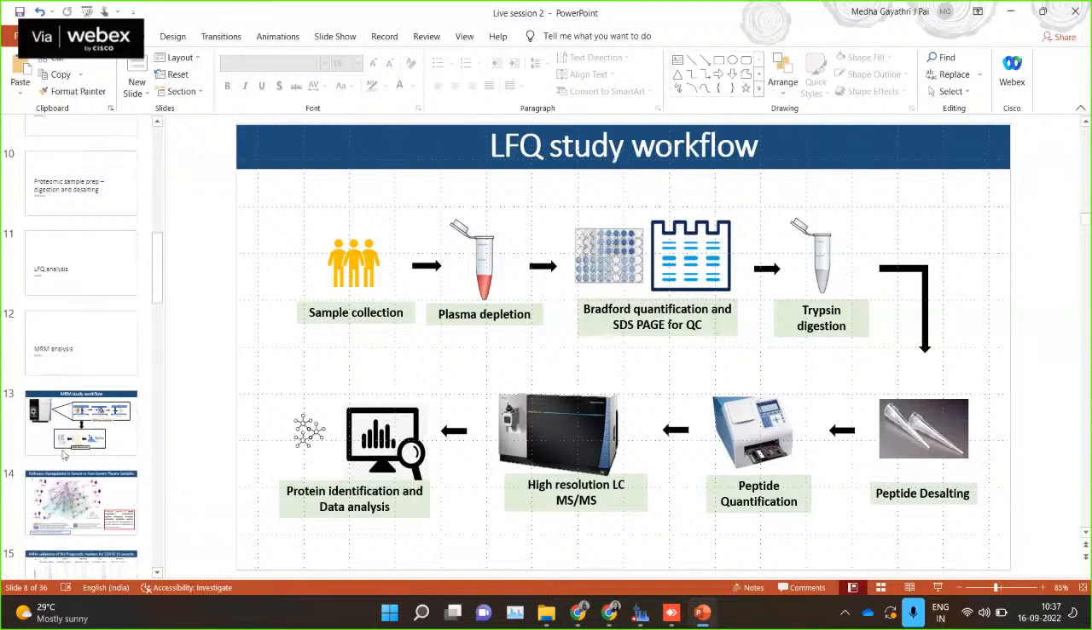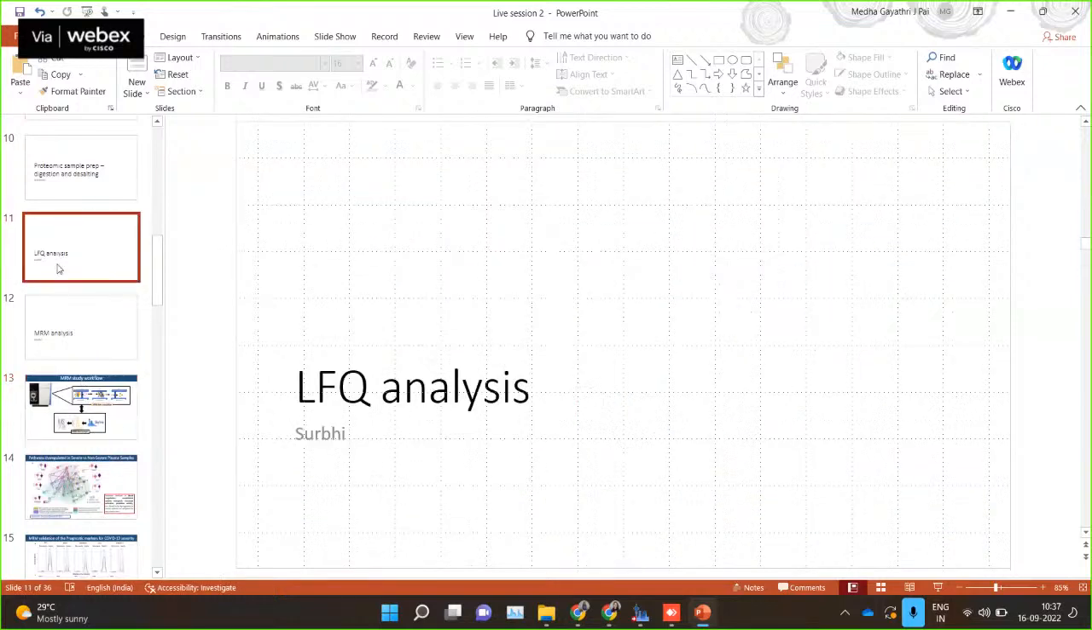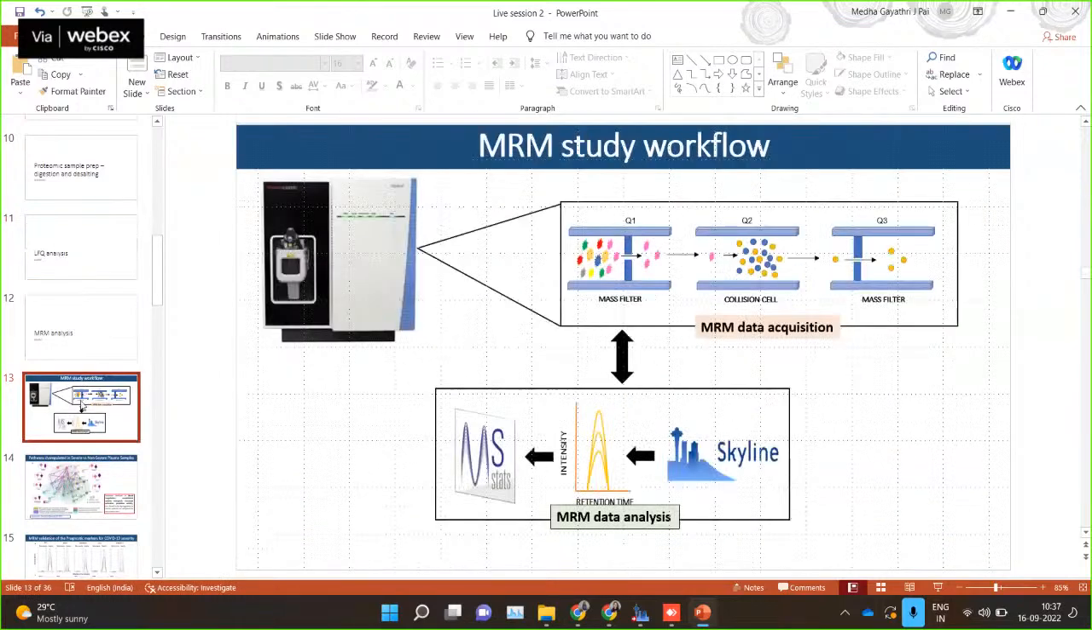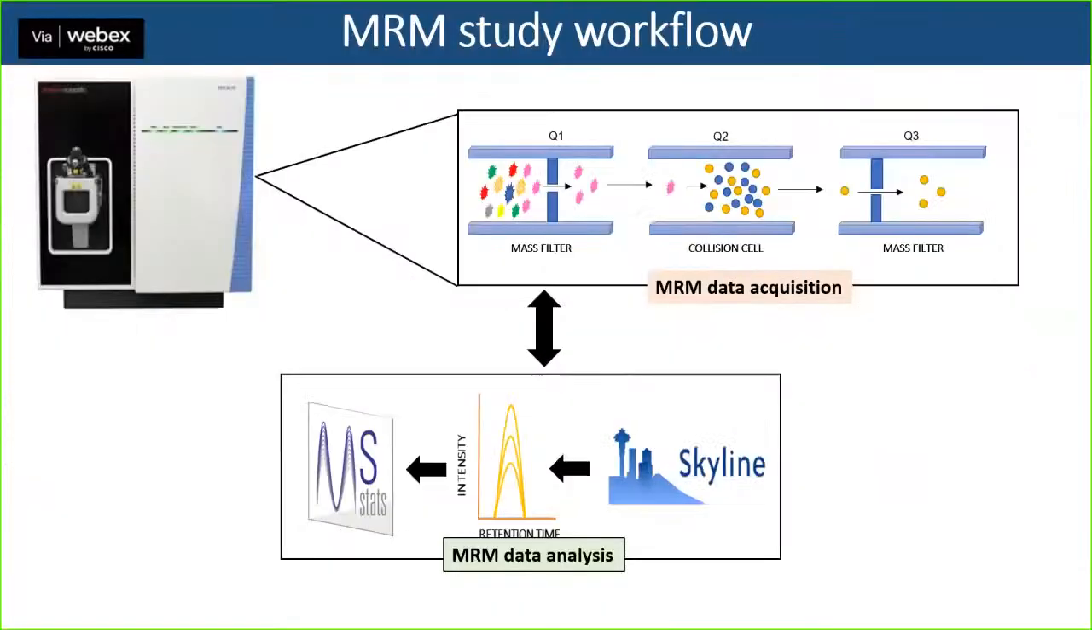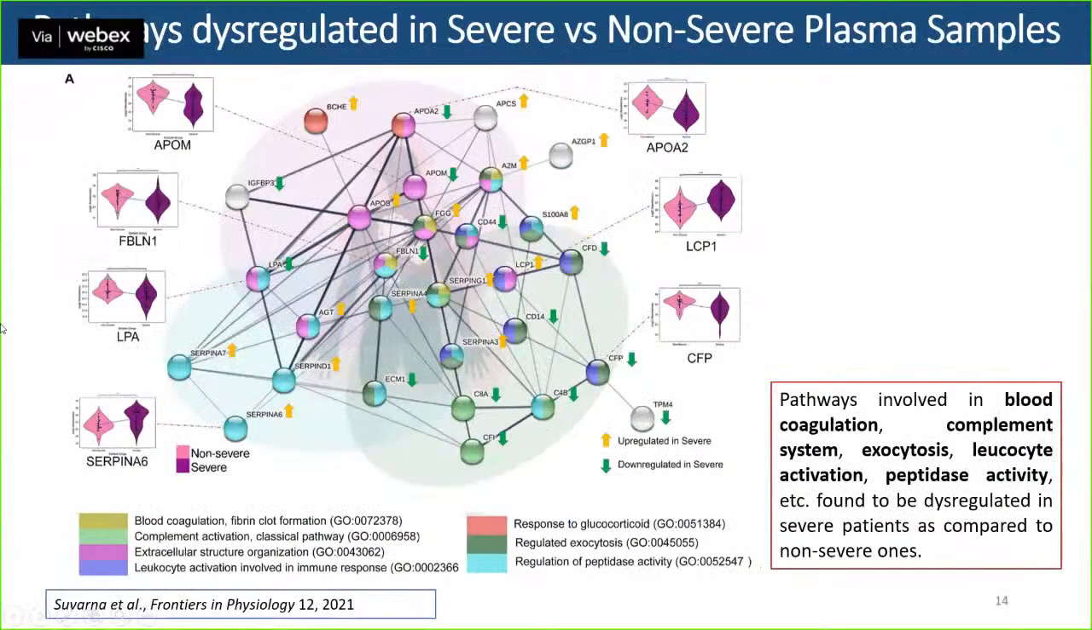So now moving on to the next step, that is, once we have done the LFQ analysis, we move on to the targeted analysis. So basically from the discovery data set, we have a few differentially expressed proteins which are coming significant in the samples. For example, in one of our previous studies for COVID-19 plasma samples, we could differentiate the samples between severe and non-severe based on a few of the proteins that we were seeing.